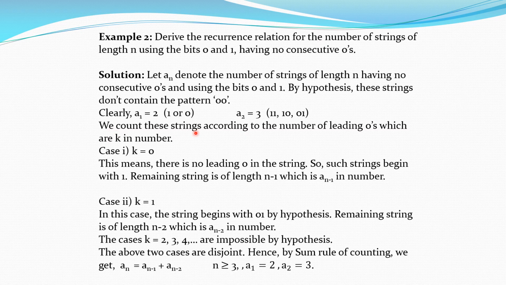We count these strings according to the number of leading zeros, which are k in number. So leading zeros are nothing but the consecutive zeros in the starting.